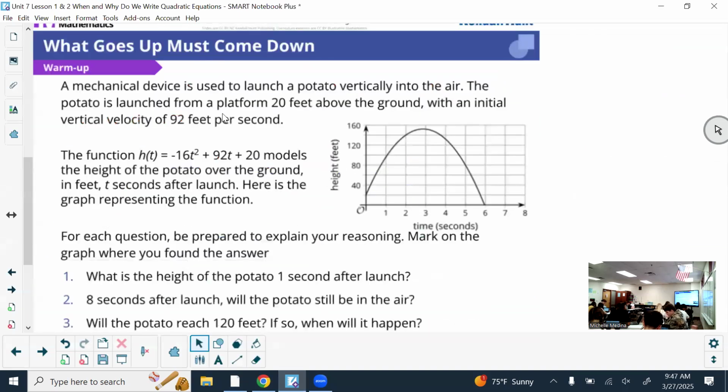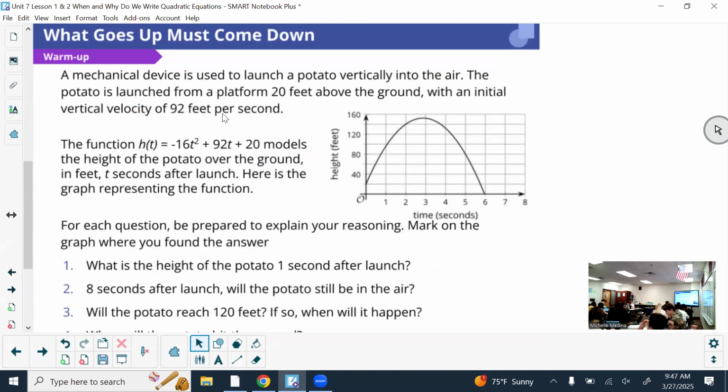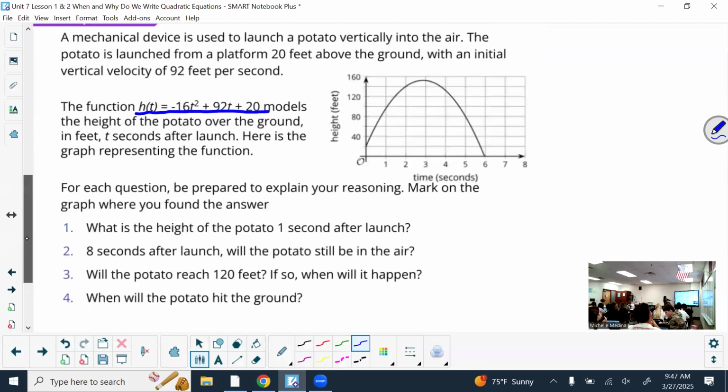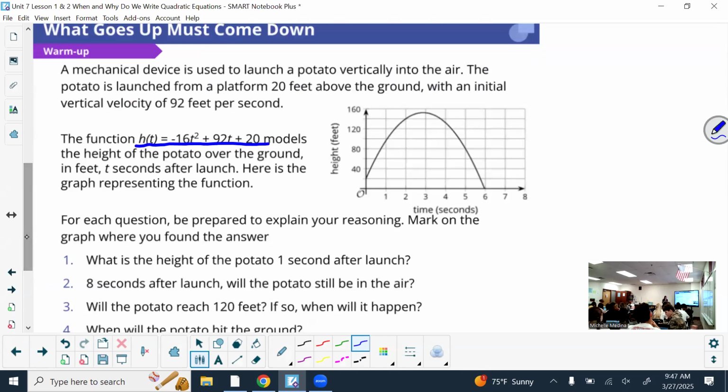So a mechanical device is used to launch a potato vertically into the air. The potato is launched from a platform 20 feet above the ground with an initial vertical velocity of 9. This function, h of t, models the height of the potato over the ground in feet t seconds after launch. Here's the graph representing the function. For each of these questions, which again are all review questions, I would expect correct answers from each of you. You need to answer it and then show on the graph where you found the answer. We'll go over that in, I'd say, 3 minutes.